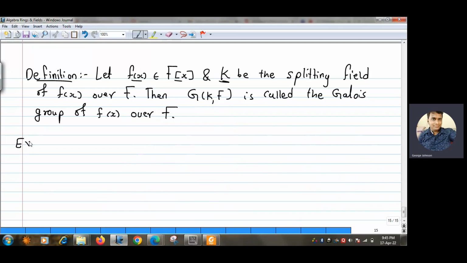Now I will state an exercise, which again is very simple, and I will give the solution to this exercise soon.